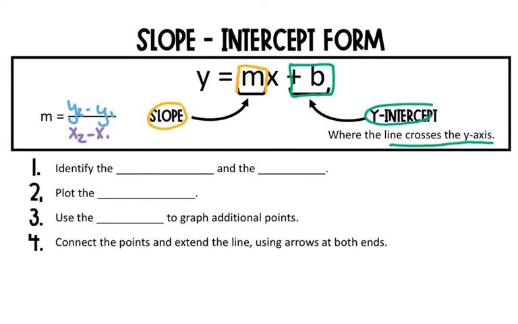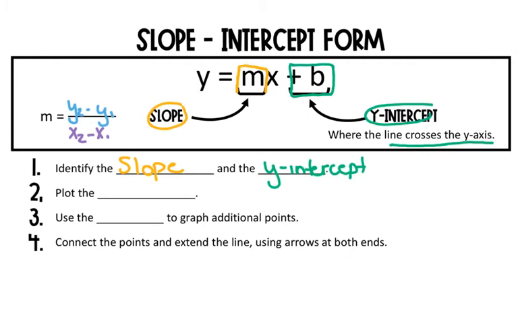Okay, so our steps to graphing in slope-intercept form: the first thing we need to do is identify the slope from the equation and the y-intercept. So make sure you pick those two out. The slope is always going to be the coefficient of x, and the y-intercept is going to be the constant.